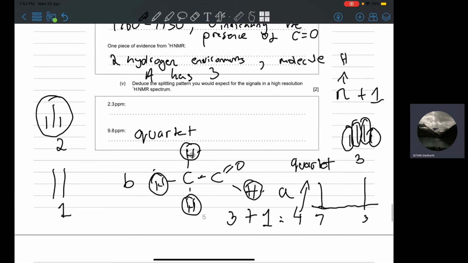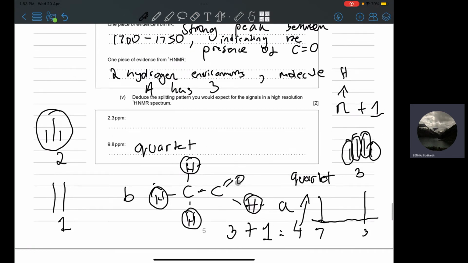Okay. So we've determined that the chemical shift for this is at 9.8, and it has 3 neighbors. So its splitting pattern is going to be a quartet. It has 3 neighbors, and it is a quartet because remember our formula for determining splitting: n, being the number of hydrogens, plus 1.